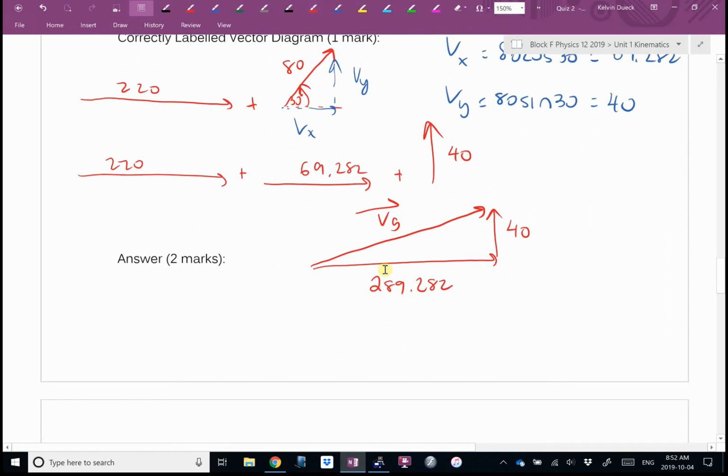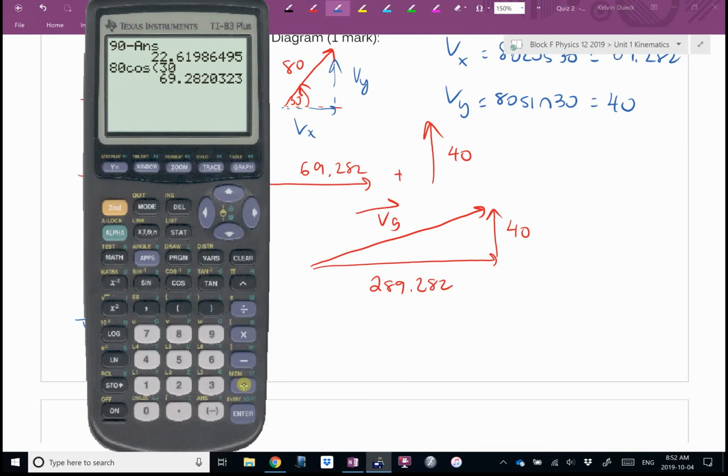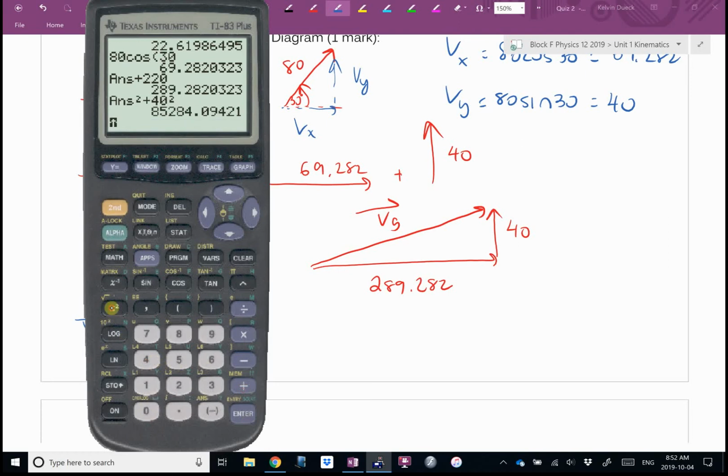And now I'm in familiar territory. V is going to be Pythagoras: the 289.282 squared plus 40 squared, square root. You get 292 as the magnitude. See, nodding, yes?